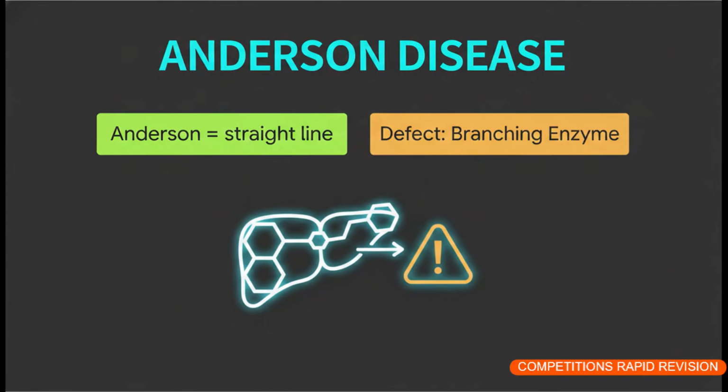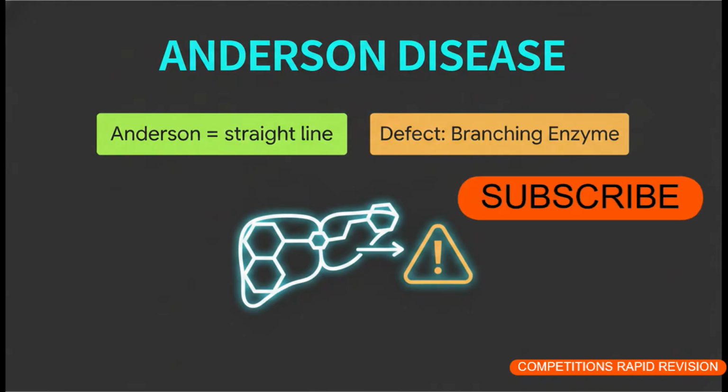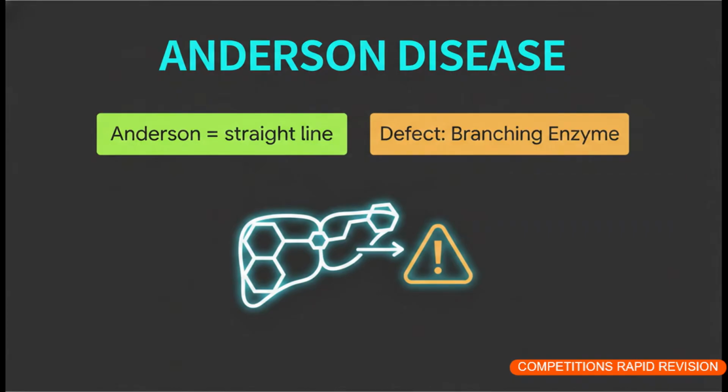Check out that neon green mnemonic on the screen. Andersen-Cooper gets straight to the point. You see, if you lack the branching enzyme, your body just creates one long, toxic, straight compound of glycogen. It just cannot fit in the liver properly, which triggers massive inflammation and ultimately cirrhosis. So, never forget, Andersen equals a straight line, which means a branching enzyme defect.